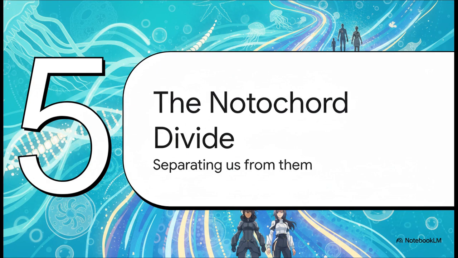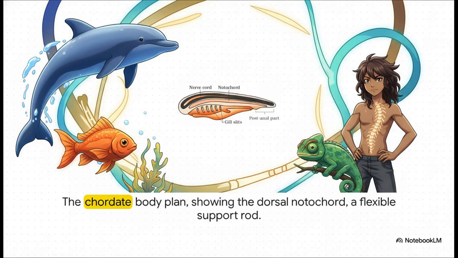So we've built a pretty fancy animal now. It's got tissues, symmetry, 3 layers, and a true body cavity. You'd think we're almost there, right? But there's one more massive fork in the evolutionary road, and this is the one that separates the vast majority of animals from the group that we belong to. This fork in the road is all about the notochord.